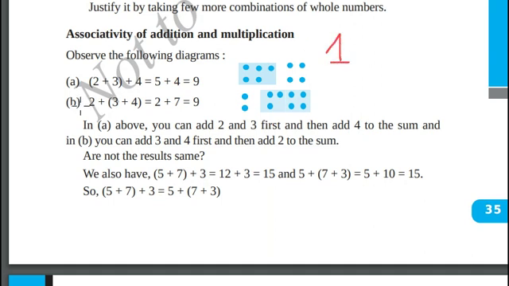Let us solve example 2. Here we are associating 3 and 4 as a single group. We have 3 chocolates and 4 more chocolates. We are grouping them as a single group. 3 plus 4 is equal to 7. 1, 2, 3, 4, 5, 6, 7. This group plus this group plus this group, we will get 9 chocolates.